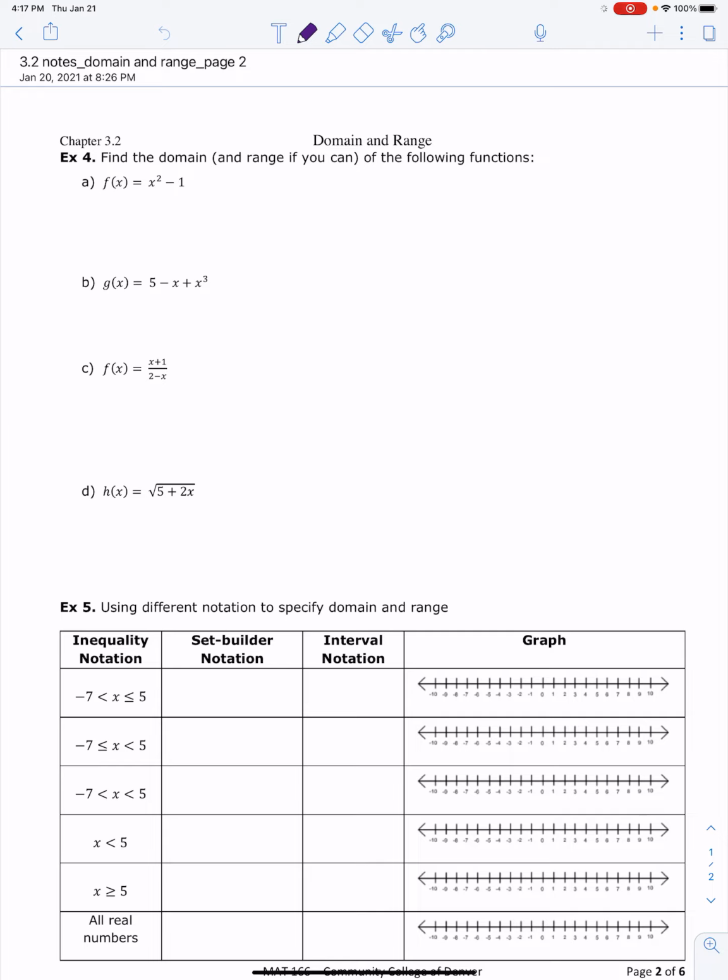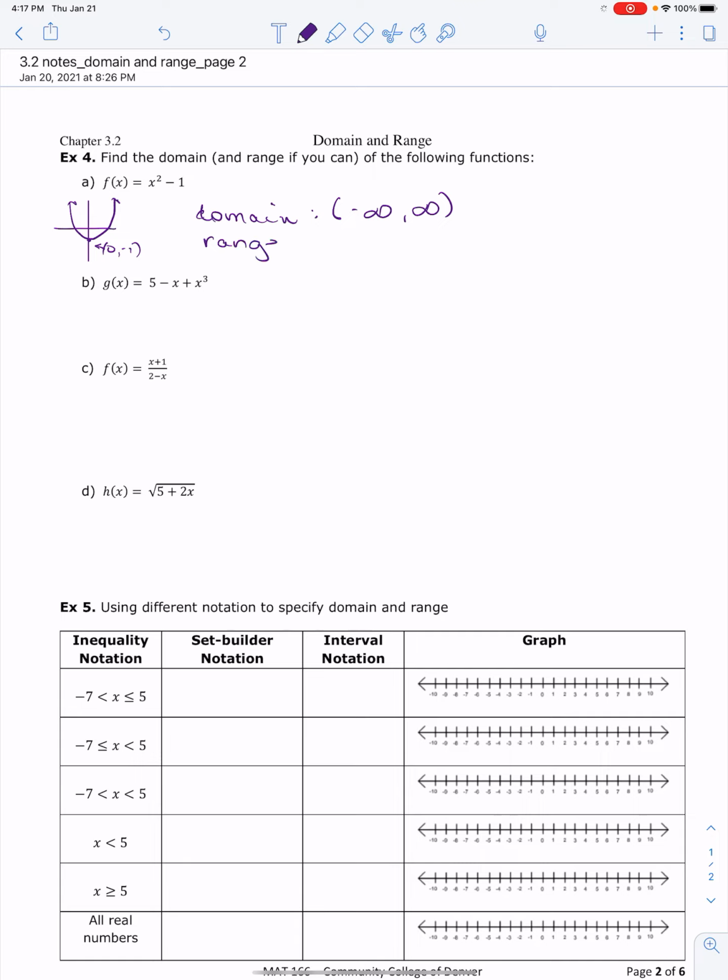And so if I were going to sketch this one, this is a parabola, and I know that the parent function has moved down 1. It comes down to 0, -1 on the axis. So our domain here in interval notation is all real numbers. So we're going from -infinity to infinity.